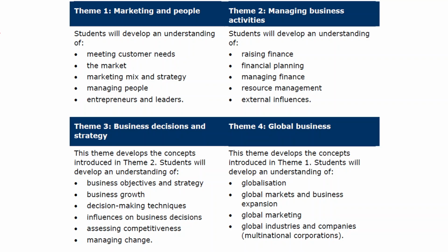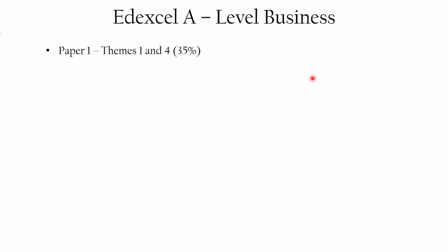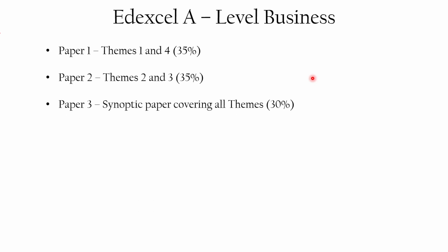This video is going to look at preparing for Edexcel A Level Business exams. So if you are watching this video, you're probably aware that A Level Edexcel Business has 4 themes, and those 4 themes are assessed obviously in the exams. Paper 1 covers themes 1 and 4, paper 2 covers themes 2 and 3, and paper 3 is a synoptic paper that covers all of the themes.